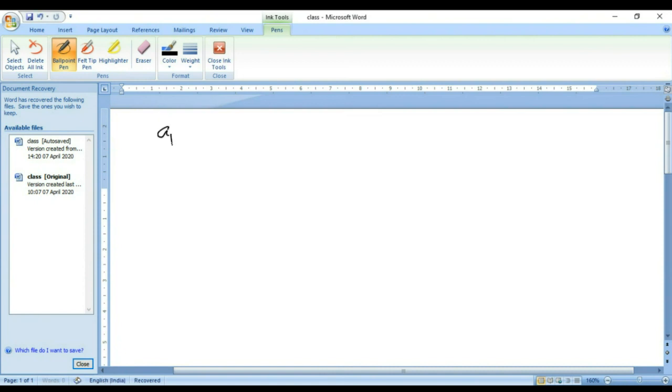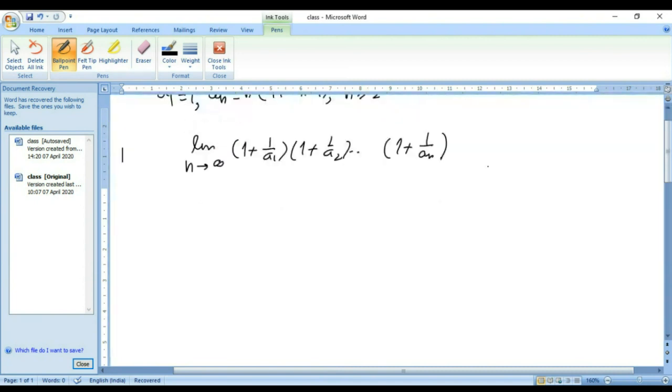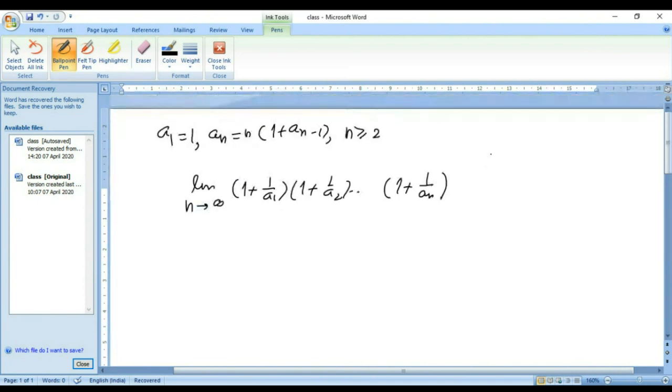So I have got a1 equals 1, an equals n times 1 plus an minus 1, n greater than or equal to 2, and then we have to find the limit, n tends to infinity, of 1 plus 1 over a1, 1 plus 1 over a2, till 1 plus 1 over an. So this sequence is defined by a recurrence relation, and one has to find the limit of it. So this will be my number 1.